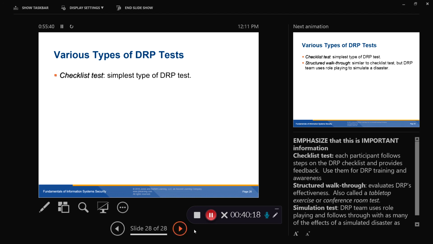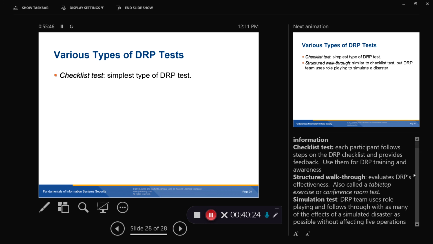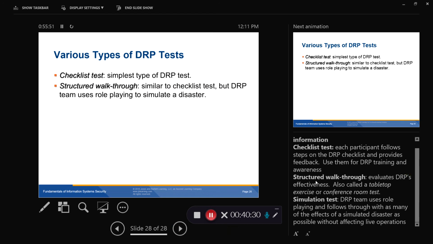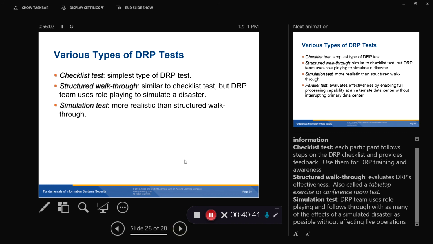A checklist test. This is the simplest type of DRP test. Each participant follows steps on the DRP checklist and provides feedback. Use them for DRP training and awareness. A structured walkthrough. It evaluates the DRP's effectiveness, also called a tabletop exercise or conference room test. A simulation test, more realistic than a structured walkthrough. When it comes to a simulation test, the DRP team uses role playing and follows through with as many of the effects of a simulated disaster as possible without affecting live operations.